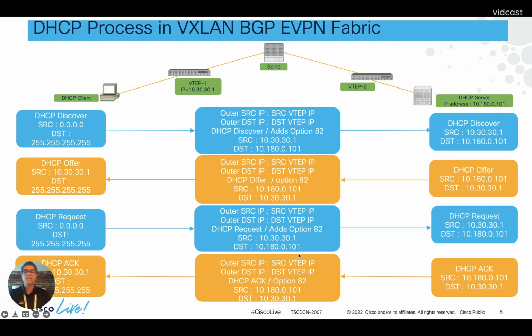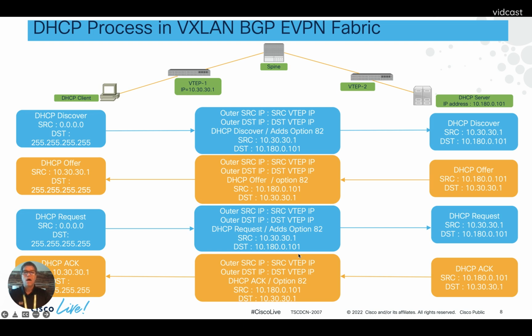But for now, just think that VTEP 1 is going to encapsulate the packet and send it over the VXLAN fabric. The packet goes to VTEP 2. VTEP 2 is now going to decapsulate it and send it to the DHCP server. The DHCP server is now going to send a DHCP offer. The offer will come to VTEP 2. VTEP 2 is going to encapsulate the packet and send it back to VTEP 1. VTEP 1 decapsulates it and sends it back to the DHCP client. The process is the same for DHCP request and DHCP acknowledgement.